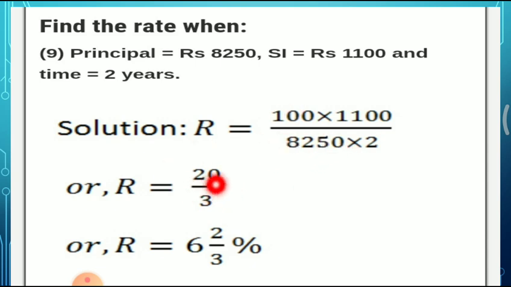When you cancel it, answer is 20 by 3, and you convert it into a mixed fraction, so answer is 6 whole 2 by 3%. Okay student.